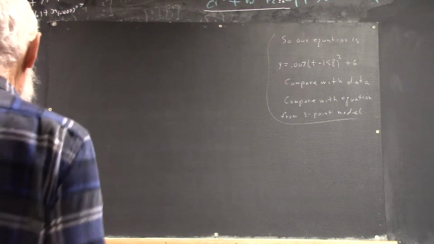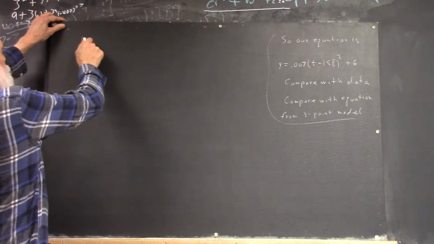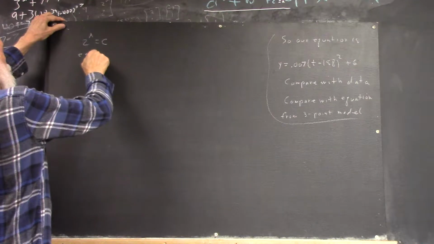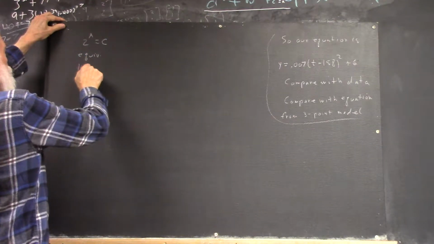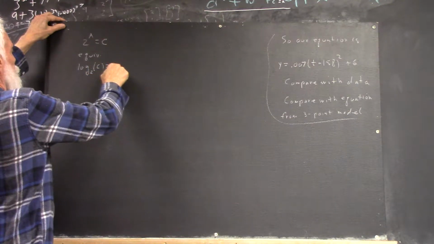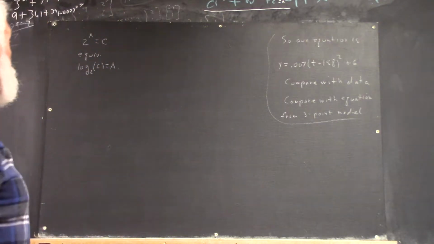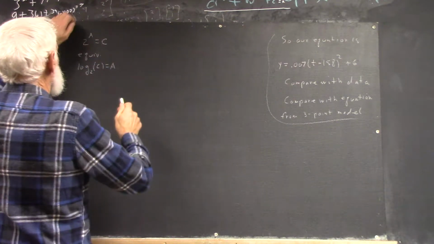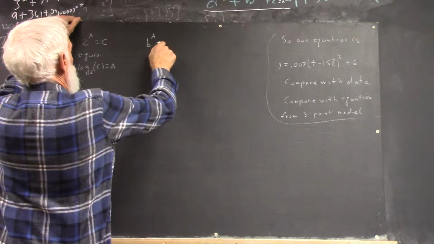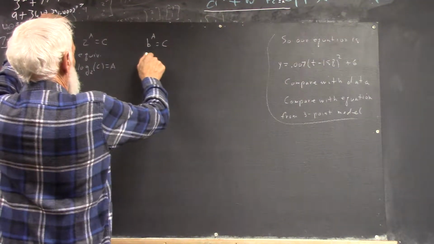Okay, now, you know that if 2 to the A equals C, it's equivalent to log base 2 of C equals A. Okay? So what do you think B to the A equals C would be equivalent to?